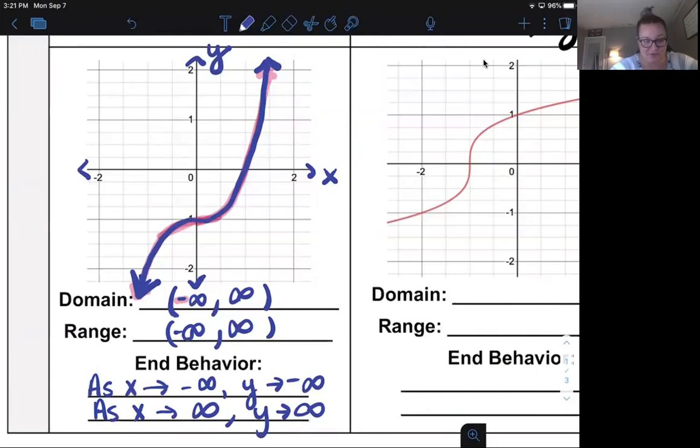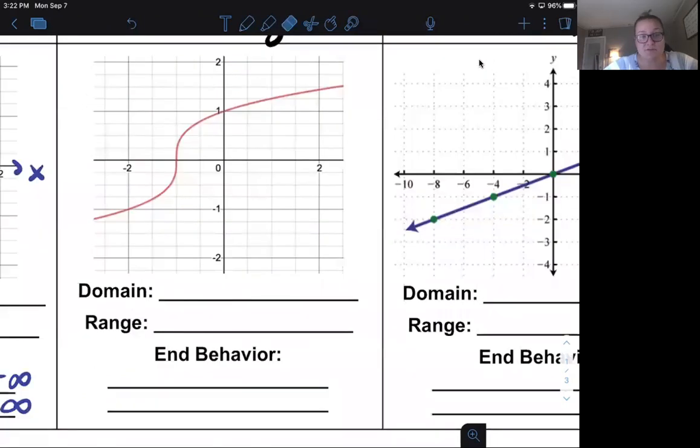Then my end behavior, so to the far left, as my x decreases, so does the y. So as x approaches negative infinity, y approaches negative infinity as well. Then going to the far right, those x's approach positive infinity, and so do the y's. So what I have is as x approaches positive infinity, y approaches positive infinity as well.